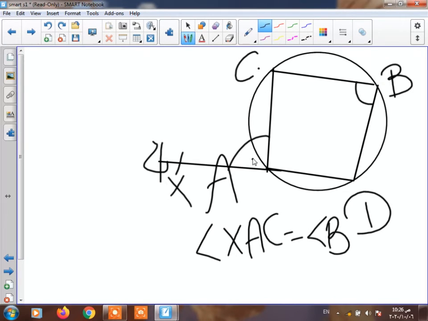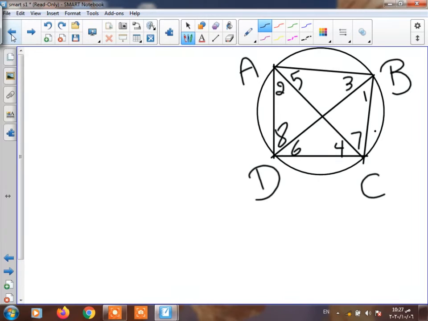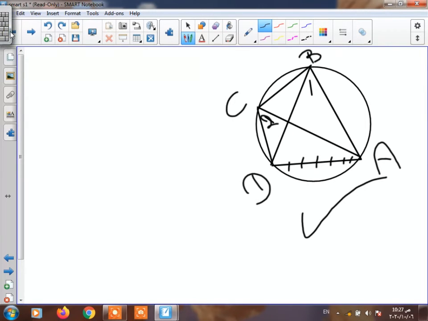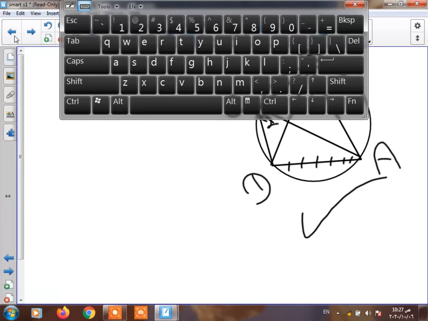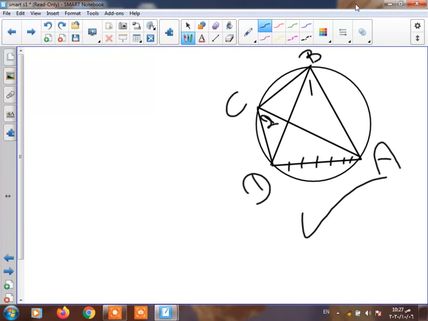Let me show you a question on it, to remember together the cases of a cyclic quad. When I have a cyclic quad, what do we have?